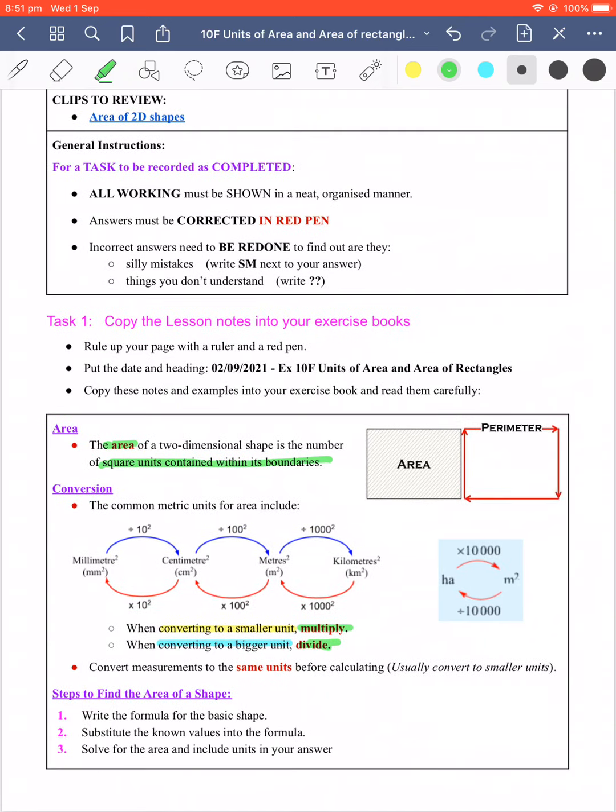The best thing to do with all of these, anytime you have measurements, say you have a rectangle or a square, and maybe one side is in meters and the other side is in centimeters, is to convert first. So convert measurements to the same units before you calculate. Usually this will be converting from a larger unit to a smaller unit, so usually it will be this one where we will have to multiply.